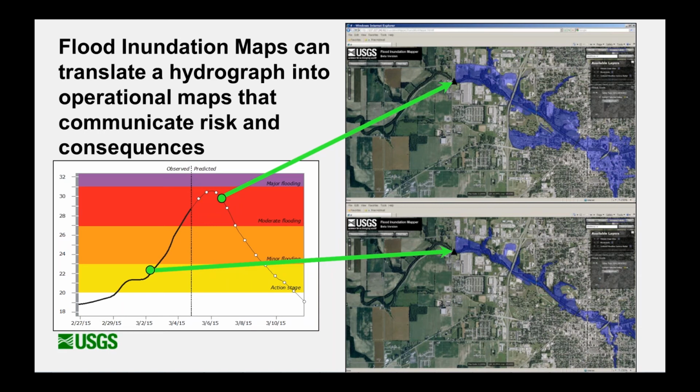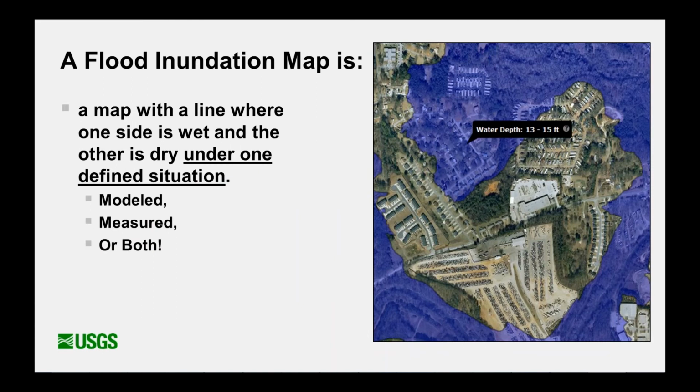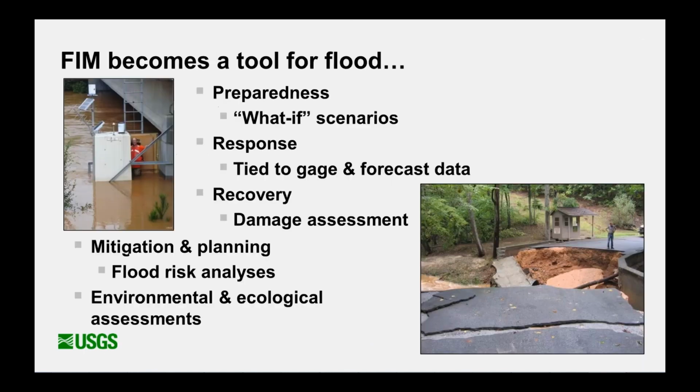I'm going to start with the very basics, which seems really simple. But flood inundation maps and the variety we make has to do with how we define a flood inundation map. At its most basic, it's a line where one side is wet and one side is dry under one defined situation. I think the key with communicating risk is understanding what defined situation that map was created for. And we might want to make flood inundation maps for a lot of different reasons.